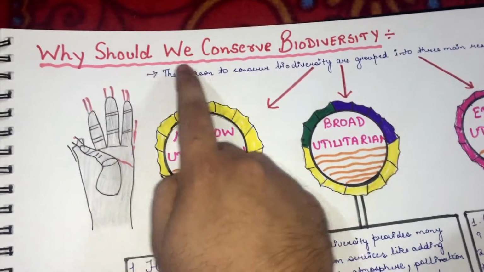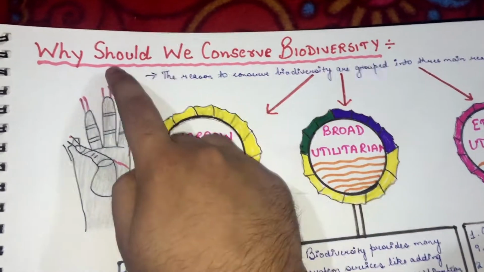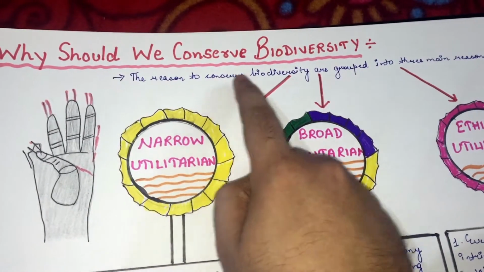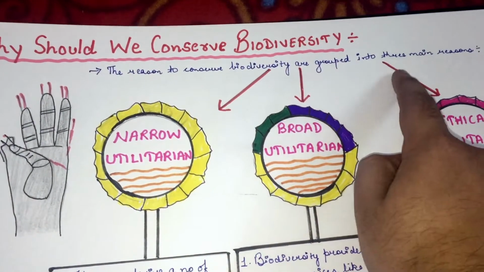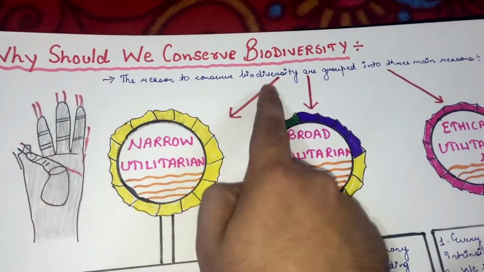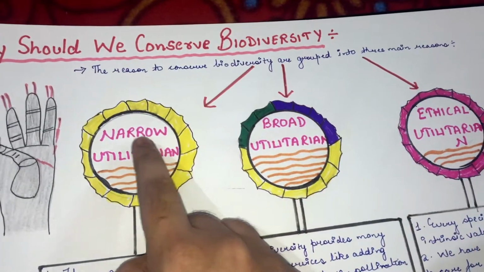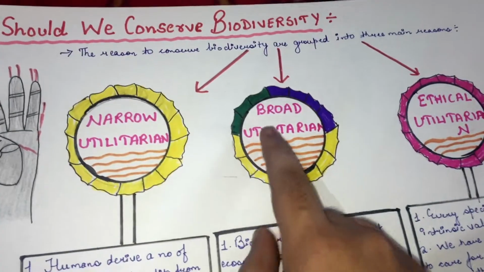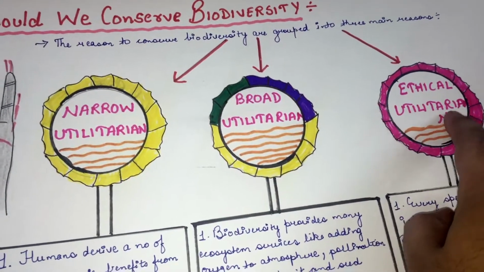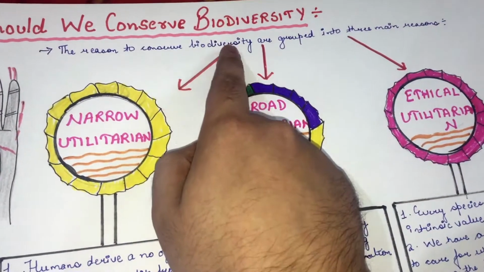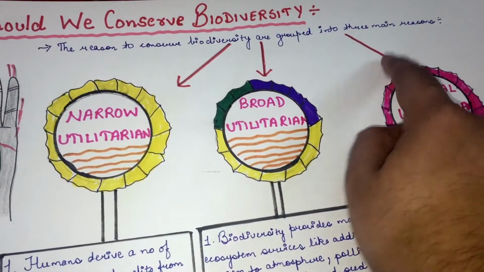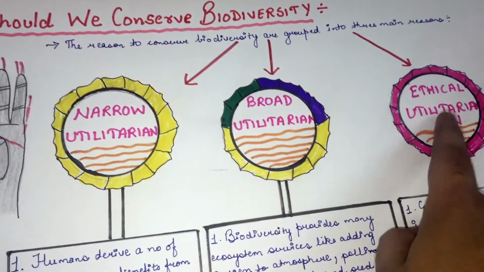So why should we conserve biodiversity? What are the reasons that we should conserve the biodiversity? Now the reasons to conserve biodiversity are grouped into three main reasons. Number one is narrow utilitarian. Number two is broad utilitarian. And number three is ethical utilitarian. So according to the NCERT, there are three main reasons to conserve biodiversity: narrow, broad, and ethical.